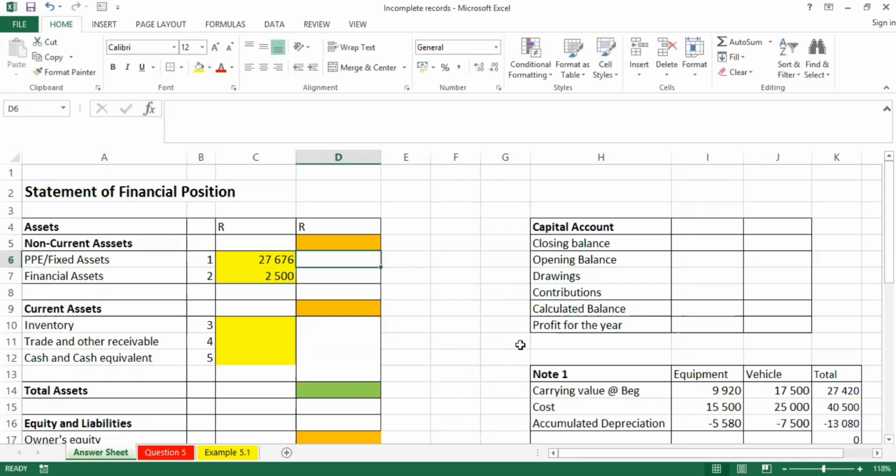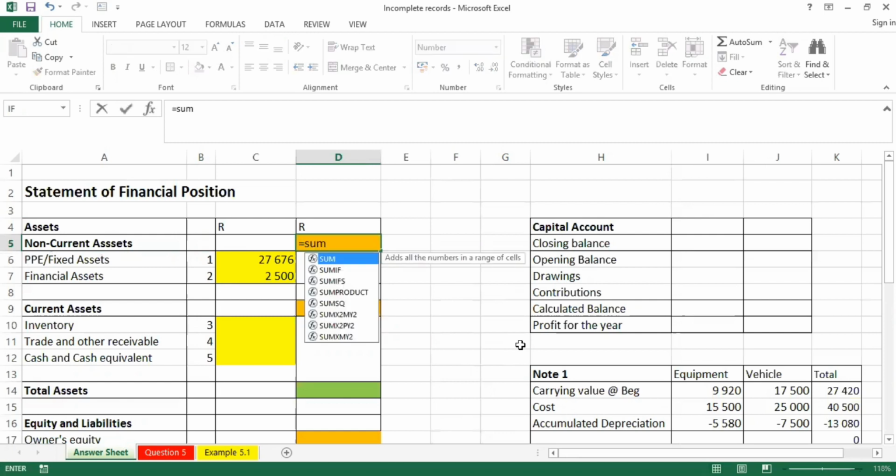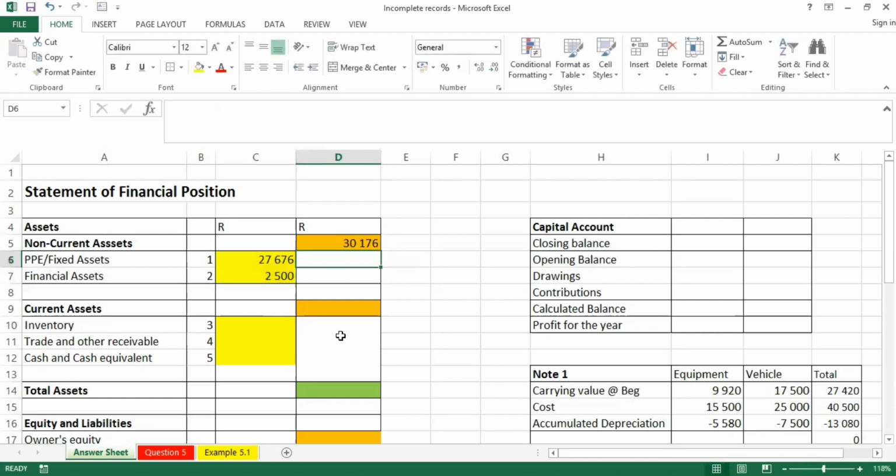Okay, so in order to get the total for non-current assets, we have to add the 2 amounts. Close brackets, enter. So we got 30,178,176. Yes.